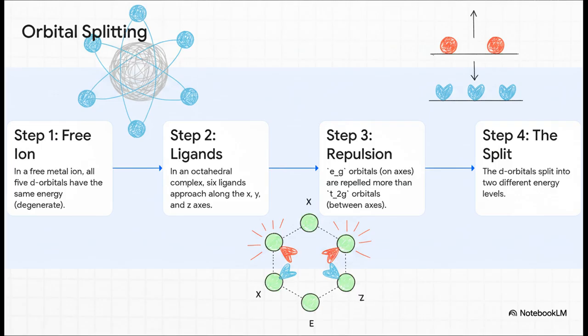And here's the key part in step 3. The orbitals that are pointing directly at those incoming ligands get a huge push, energetically speaking. They get shoved up to a higher energy. The orbitals pointing in between the ligands, they don't feel it as much. And the result? Bam. Step 4. You get a split. The d orbitals are now at 2 different energy levels.